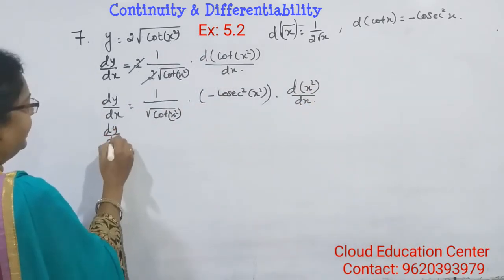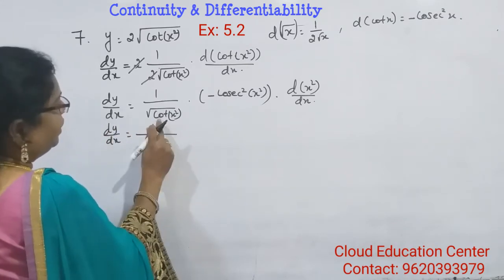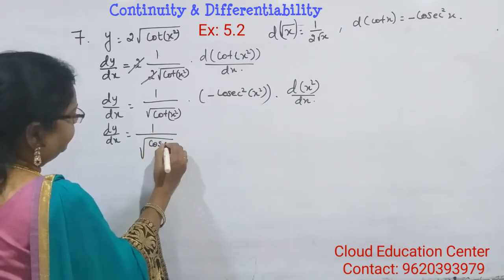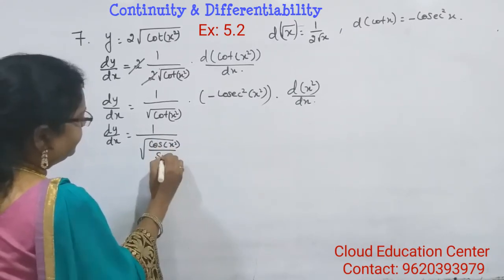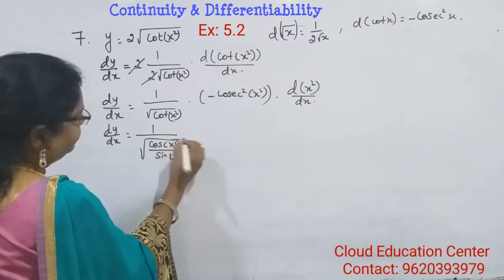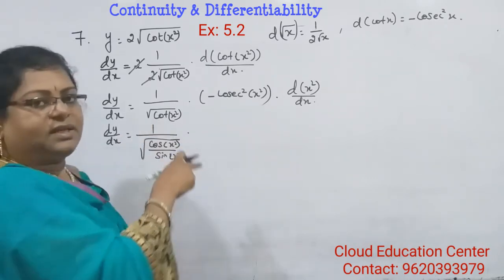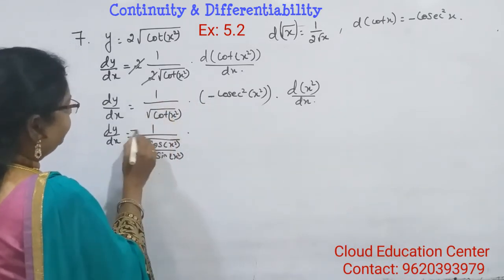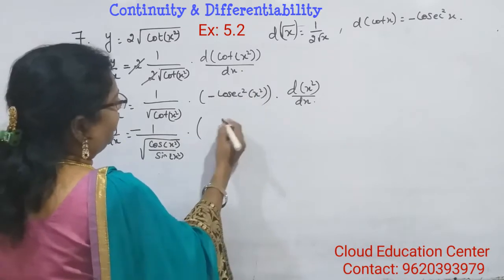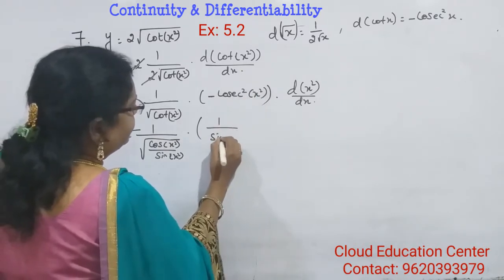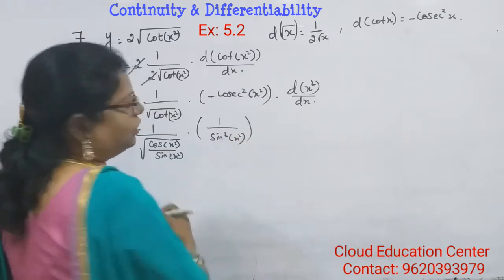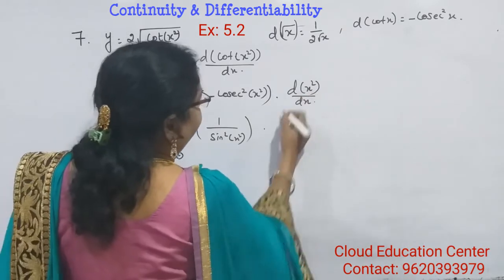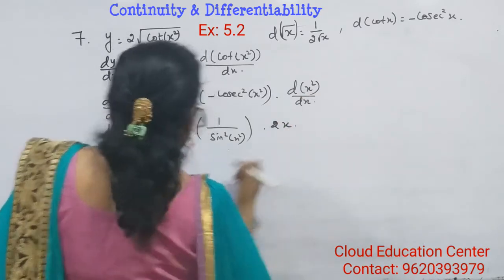Now dy by dx equal to 1 divided by cot, we can split. How can we split? Cot is nothing but cos by sin, so cos x square by sin x square. Simply we split the cot. Next, this minus we will bring to the front. Minus, then cosecant square, how can we write it? 1 divided by sin square x square, since we already know cosecant is nothing but 1 by sin. So here we will differentiate: when you differentiate x square, it will become 2x.